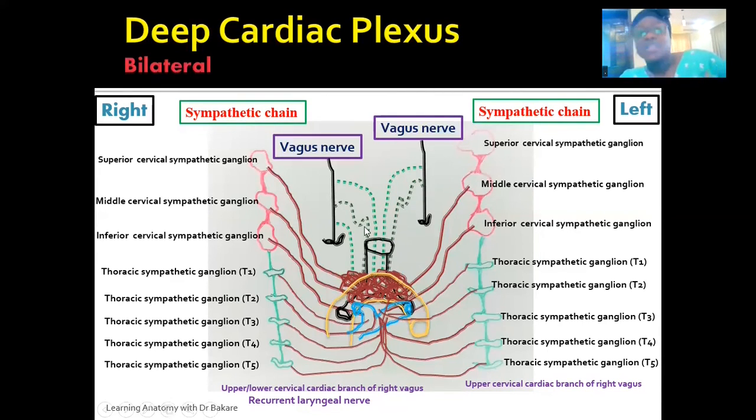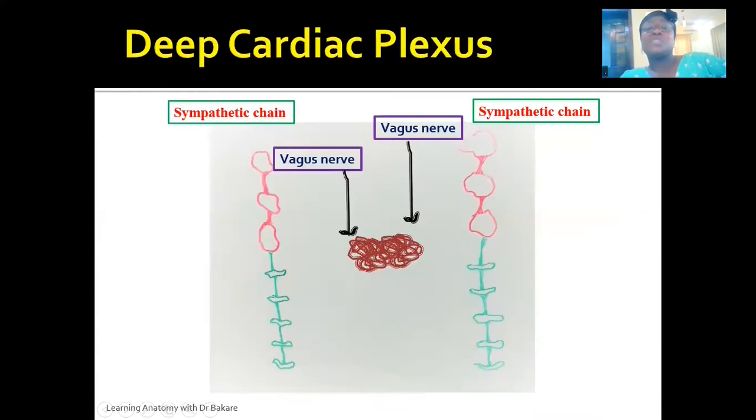So this is what comes together to form the deep cardiac plexus. So this is how the deep cardiac plexus is formed. Going further, after the formation of the deep cardiac plexus, we also have branches emerging from the deep cardiac plexus to supply the different regions of the heart. And it's good for us to also look through this.